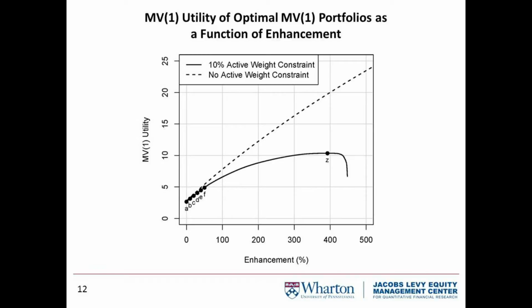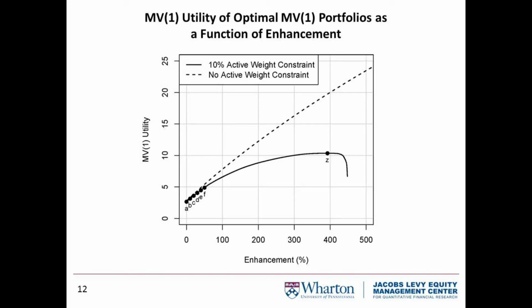So again, you can see those portfolios, little a through F, on the far left of the slide. And you can see that the investor is happier and happier as they take on more leverage. The utility is rising. And in fact, it continues to rise all the way out to portfolio Z. Z is the optimal portfolio for this MV1 investor. And Z is a fairly highly levered portfolio.